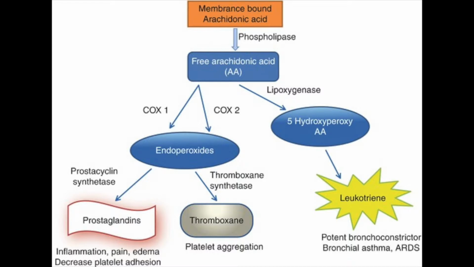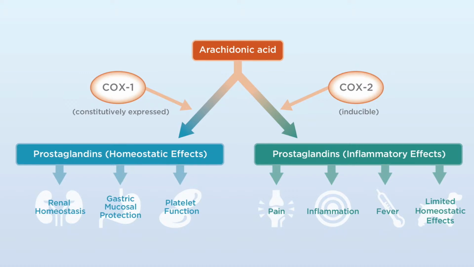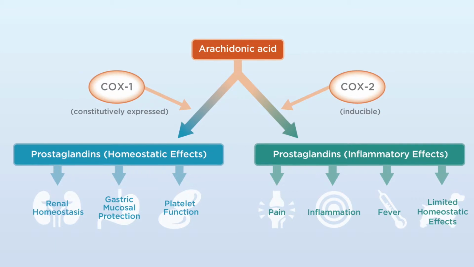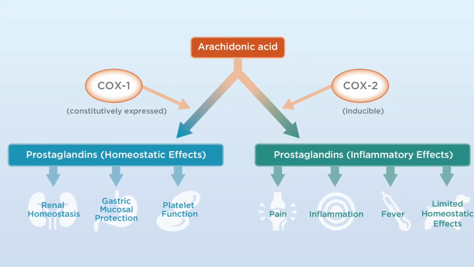Cyclooxygenase is an enzyme that catalyzes the conversion of arachidonic acid to one of several possible endoperoxides. The endoperoxides undergo further modifications to form prostaglandins and other hormones. There are two main types of cyclooxygenase enzymes that we are concerned with, COX-1 and COX-2. COX-1 is found in most tissues and is present at all times. COX-2 is typically undetectable in most tissues and is only produced in response to inflammation.